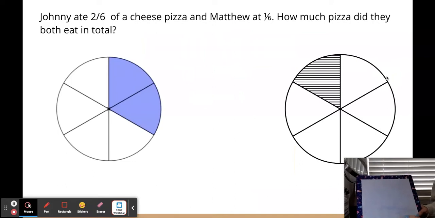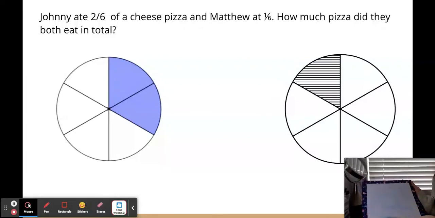So in our first equation here, we have Johnny ate 2/6 of a cheese pizza and Matthew ate 1/6. How much pizza did they both eat in total? Now, based on the images, we can see that those are both the same one pie made up of 6 slices, and on the left is Johnny's pizza. He ate 2 of those 6 slices, and on the right, we have Matthew's pizza. He ate 1 of the 6 slices.